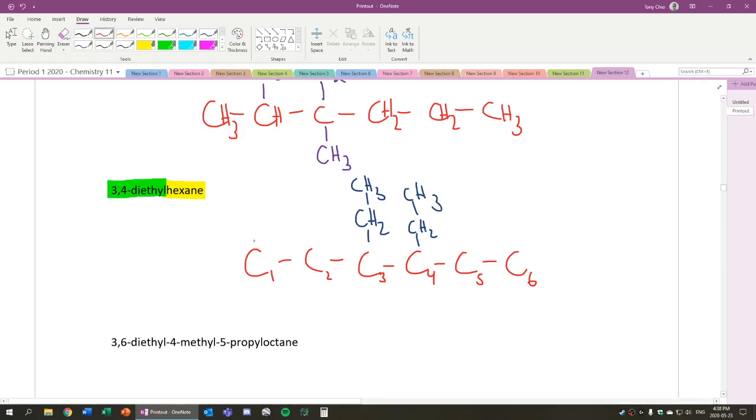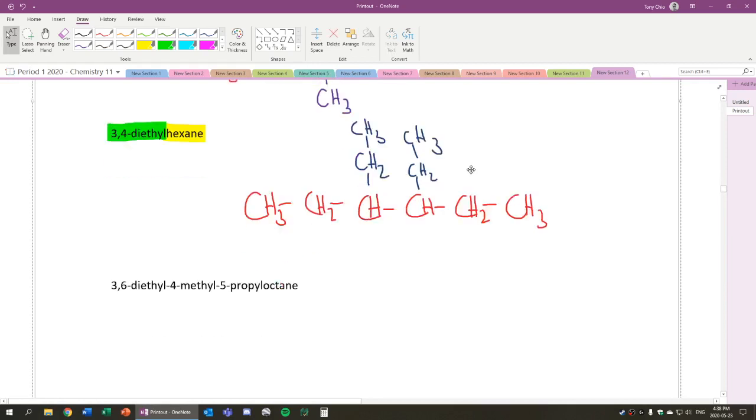So this terminal carbon has 3 hydrogens attached to it, so it's CH3. This one has 2 carbons attached to it already, so it's CH2. This one already has 3 carbons attached to it, 1, 2, 3, so it is CH only. Likewise this one, 3 carbons attached to it already, it's CH. This one has 2 carbons, so it's CH2, and then 1 carbon, CH3. Remember, carbon can only have 4 bonds max. So let's look at the last example here.